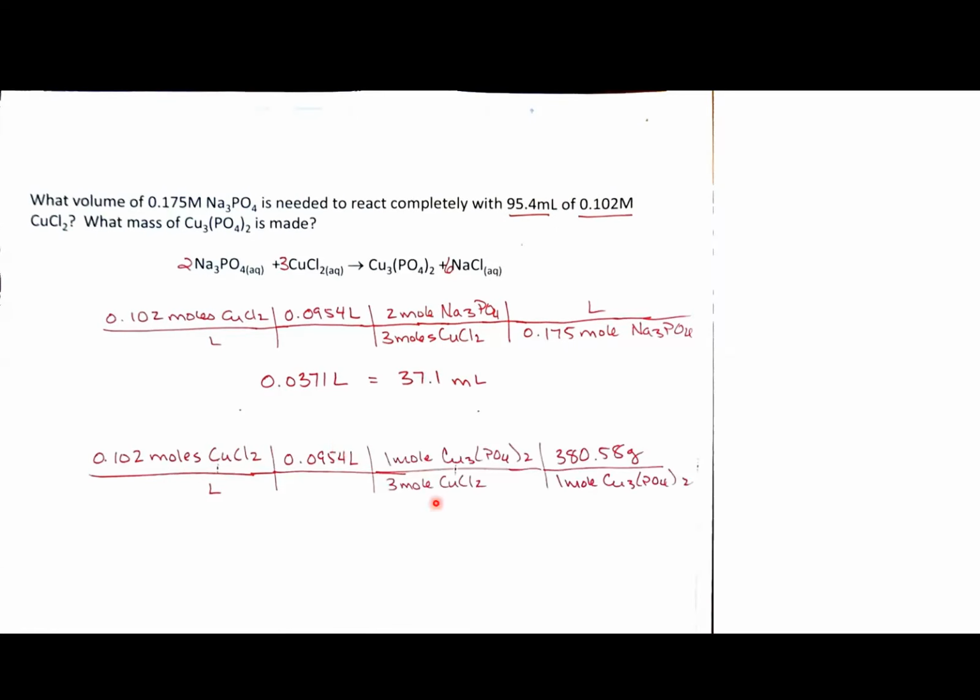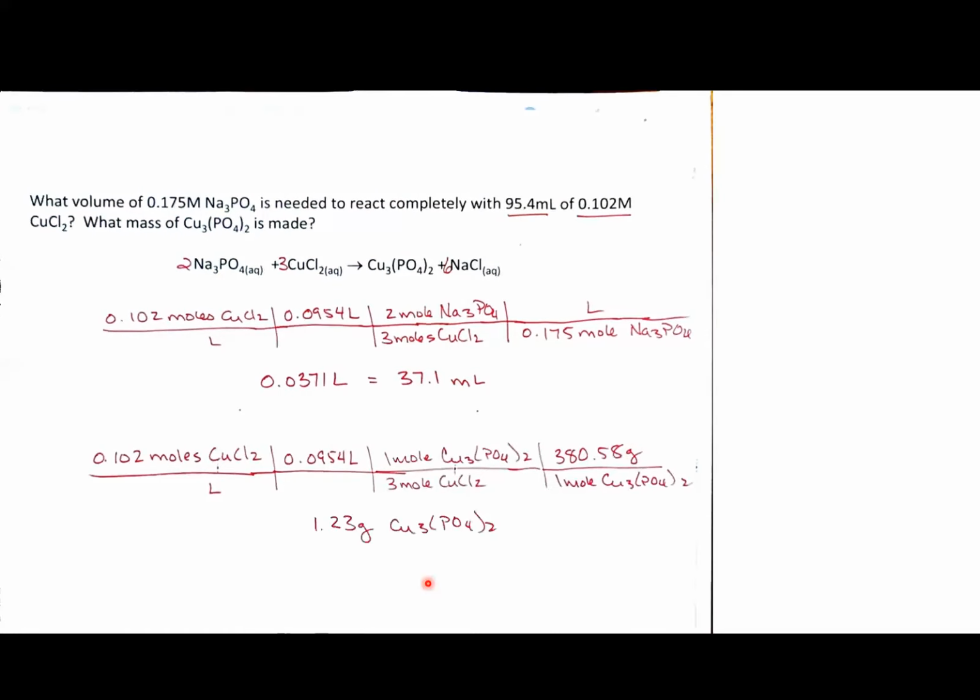3 moles of copper(II) fluoride goes to make 1 mole of copper(II) phosphate. Every mole of copper(II) phosphate weighs 380.5 grams. So liters cancel with liters, moles with moles, moles with moles, and I'm left with units of grams. That's exactly what we wanted. That comes out to 1.23 grams of copper(II) phosphate.